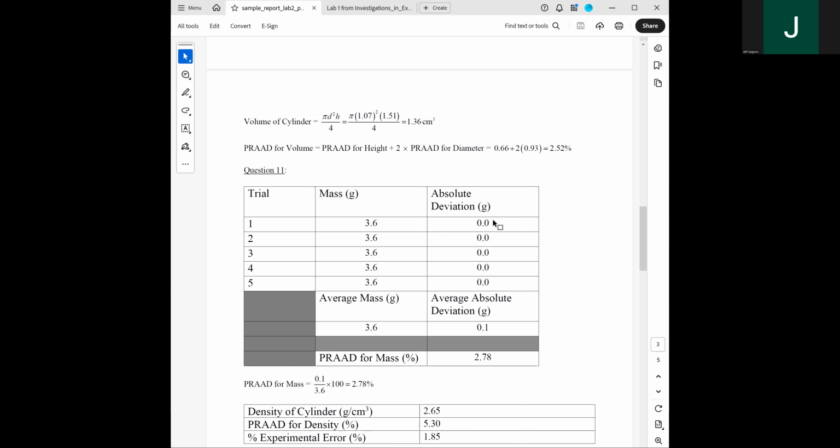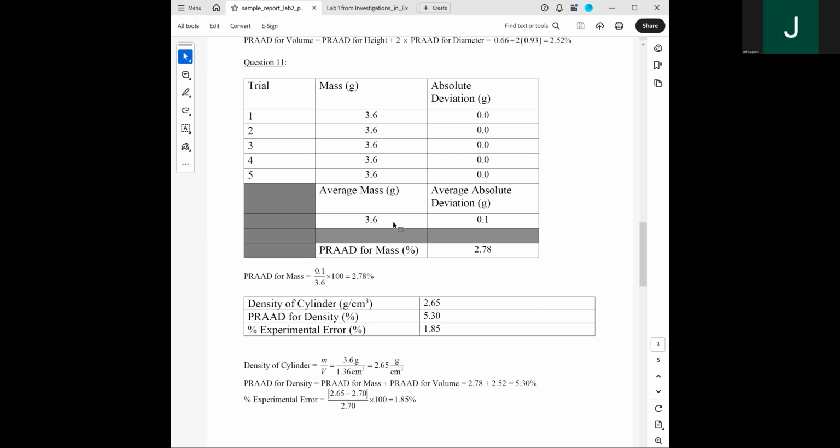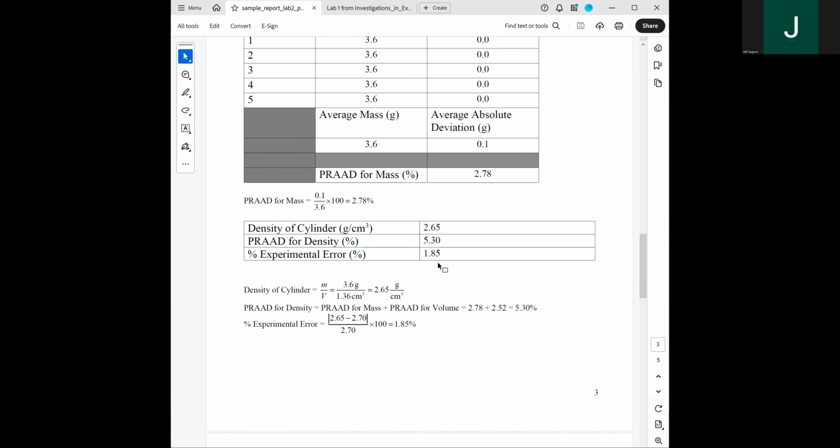So question 11, make sure you include the table of data for the mass. Calculate the average mass, the PRAD, the percent relative average absolute deviation for mass, and show me the calculation for the PRAD for mass. And then the end of question 11 was this table here with the density. So again, show me the calculation for the experimental density, show me the calculation for PRAD for density, and show me the percent experimental error calculation where you compare your value to the gold standard of 2.70. So I have those 3 calculations here.